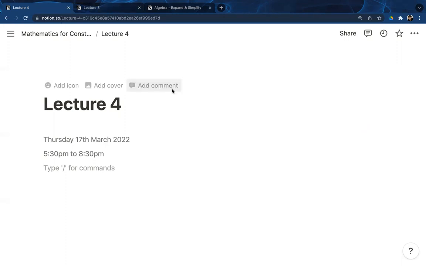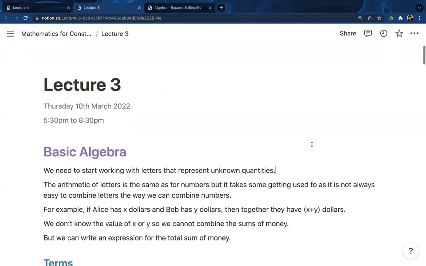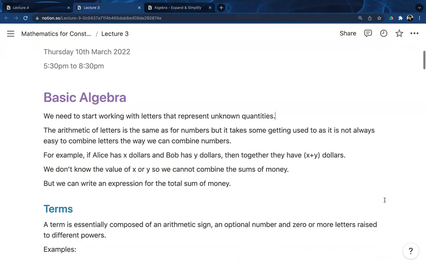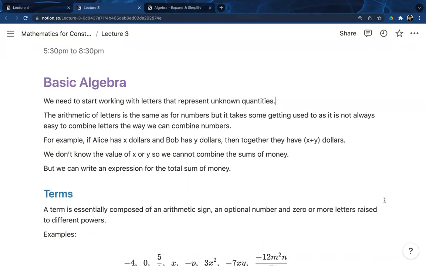Just a quick review of what we did last class. Last class was lecture 3, last week. We talked about basic algebra. For you guys, algebra is really representing unknown quantities using letters, okay? As an unknown, like let X be something, okay?